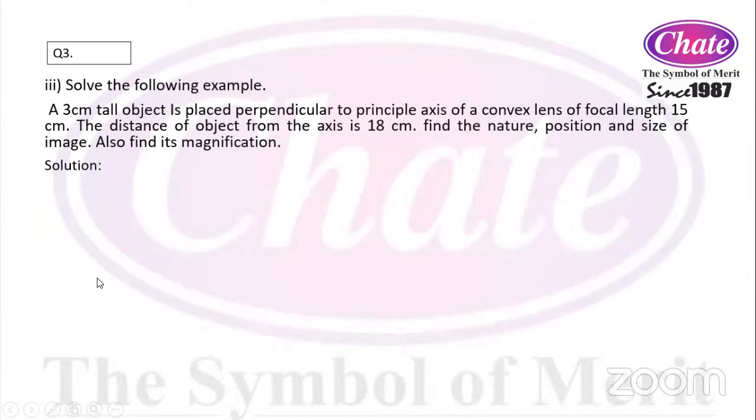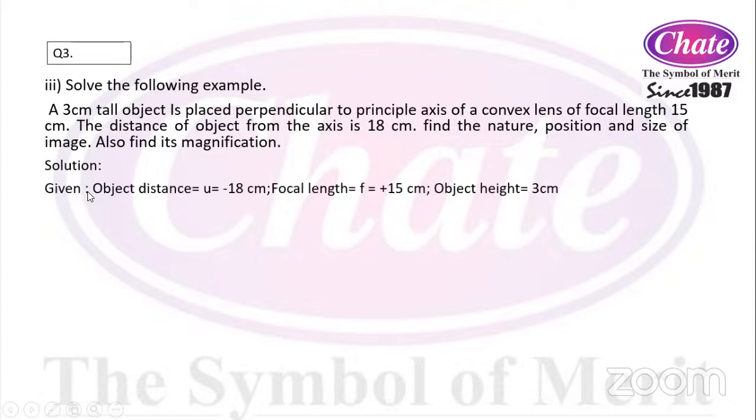Okay. Now the next is again a numerical. Here in this numerical, they say solve the following example. A 3 centimeter tall object is placed perpendicular to the principal axis of a convex lens of focal length 15 centimeter. The distance of the object from the lens is 18 centimeter. Find the nature, position, and size of the image. Also find its magnification. Again, this is a numerical question and we have to solve it. So first, as usual, we are going to write down the given data.